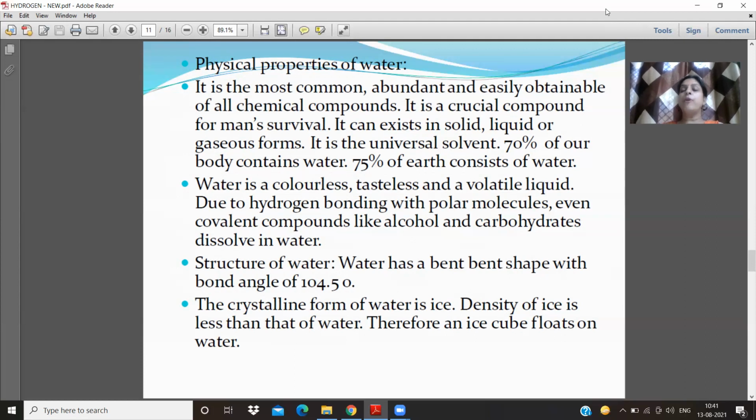ठीक है, apart from that हमें ये भी पता चला that it is a very crucial compound for man's survival. Its structure is a bend shape and bond angle of 104.5 degree, and its density is lower than water. The density of ice is less than that of water, and that's the reason that it floats on the water. Thank you.